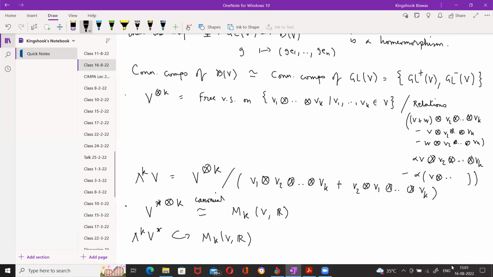So, just to remind you, normally the wedge is actually a quotient, but in this case it's becoming a subspace. When we're looking at the wedge of the dual space V star, it becomes a subspace of the space of multilinear functions. Okay. Anyway, that's just some linear algebra.